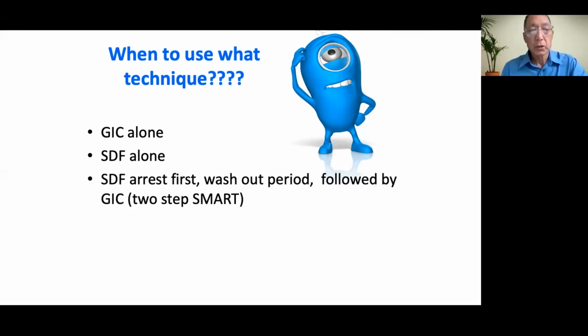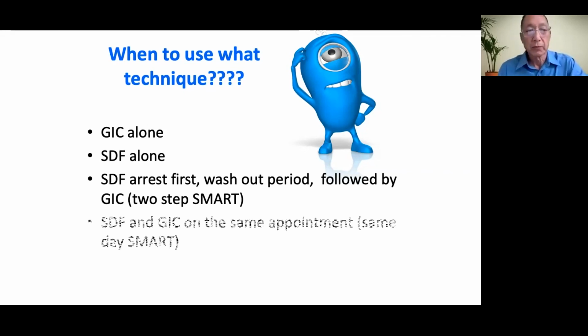A third choice is why not arrest the lesion first so you can verify it's arrested, followed by a washout period where the free silver ions are allowed to go away, and then restore it last. And at that point, you can restore it with anything you want. And have no fear, it will not stain your restoration dark. Now, that's called two-step smart. Arrest first, restore later. Now, what if you have to, or are forced to, place silver diamine fluoride and glass ionomer on the same day? We call that same day smart.